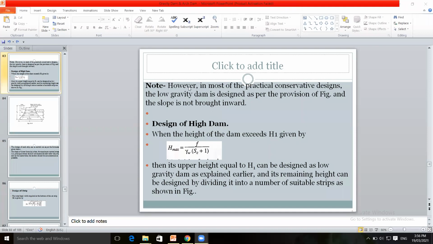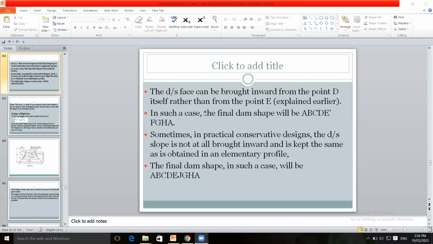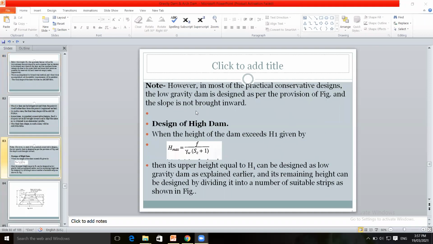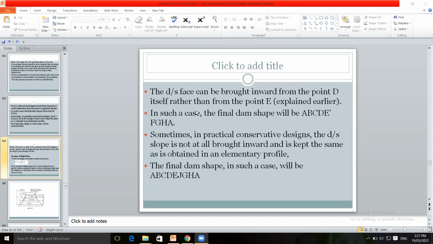So note is given: in most practical conservative designs, the low gravity dam is designed as per the provision which is shown in the figure, and the slope is not brought inward. In practical consideration मध्ये ते जो point आहे E point तो inward आतमध्ये तो घेतला जात नाही. It is kept as it is. This is a low gravity dam, design of low gravity dam. समजलं इथपर्यंत low gravity dam.